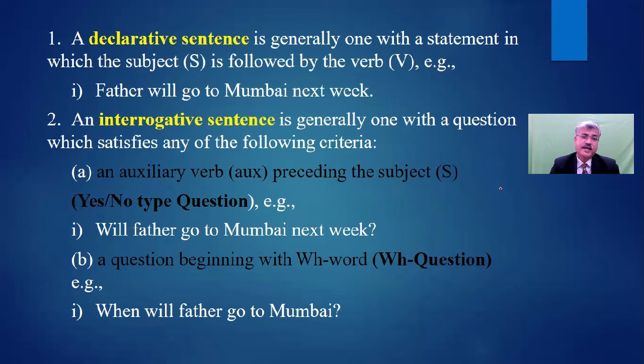It is a general statement, so it is called a declarative sentence. Number two, an interrogative sentence. An interrogative sentence is generally one with a question which satisfies any of the following criteria. A, an auxiliary verb preceding the subject. For example, yes no type question. Number one, will father go to Mumbai next week? It is a yes no type. Yes, father will go to Mumbai next week. No, father will not go to Mumbai next week.